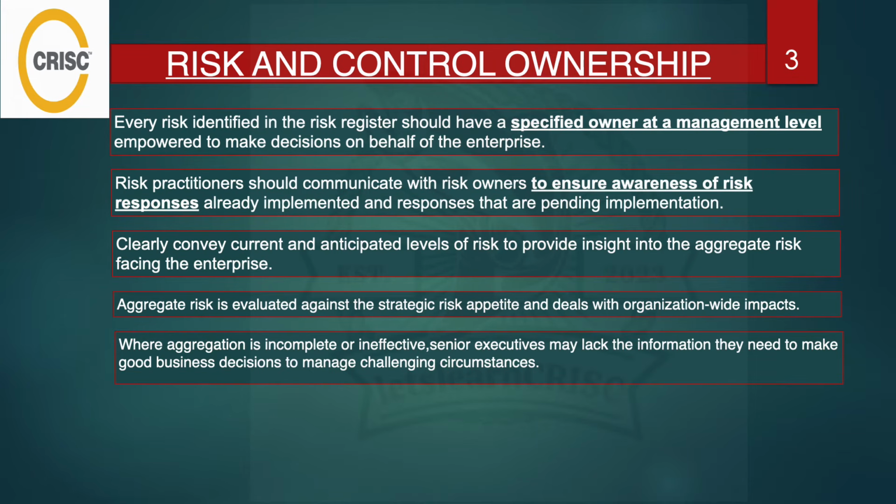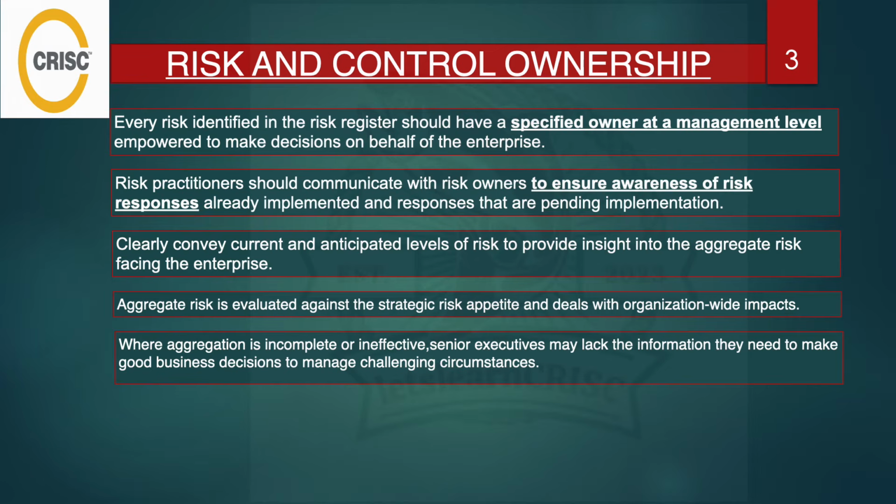Next, where aggregation is incomplete or ineffective, senior executives may lack the information they need to make good business decisions to manage challenging circumstances. Friends, incomplete or ineffective aggregation of risk information can indeed pose significant challenges to senior executives in making informed business decisions, right? Why can this be problematic and how can it impact decision making? Let's take an example.